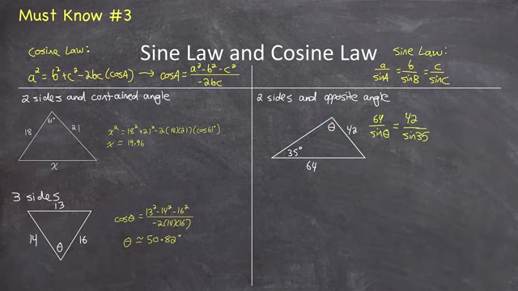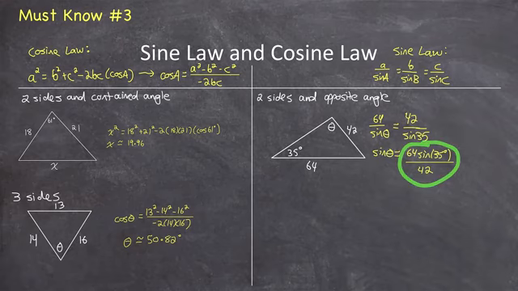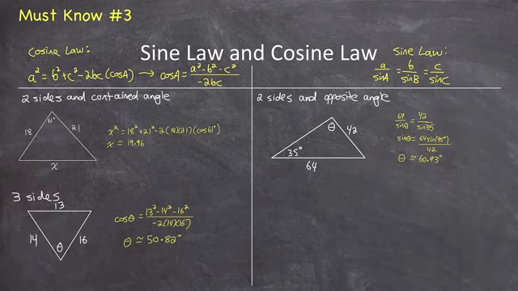And then algebraically, we could rearrange this to isolate sine theta, and then do inverse sine of that ratio, and you would get the angle, which is about 60.93 degrees.